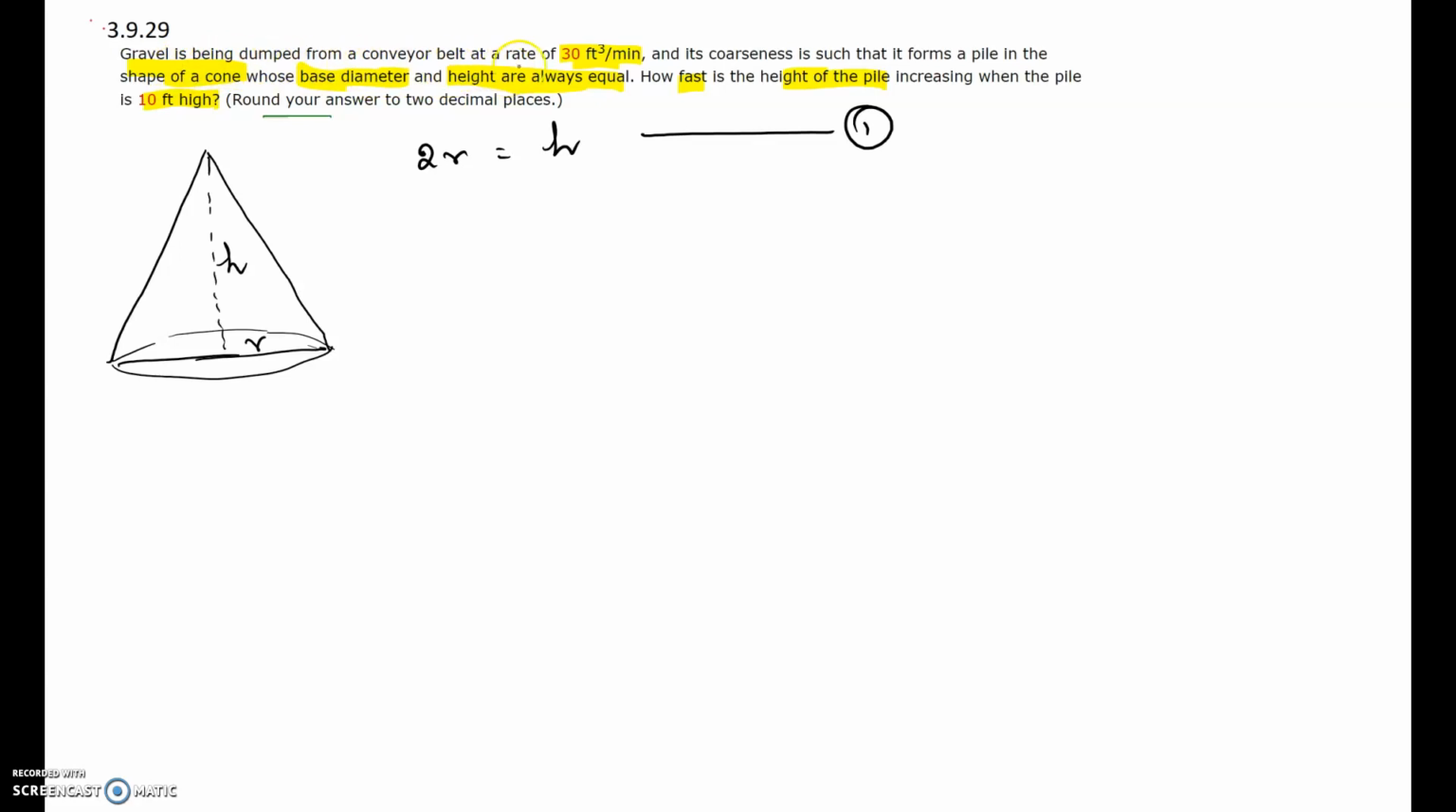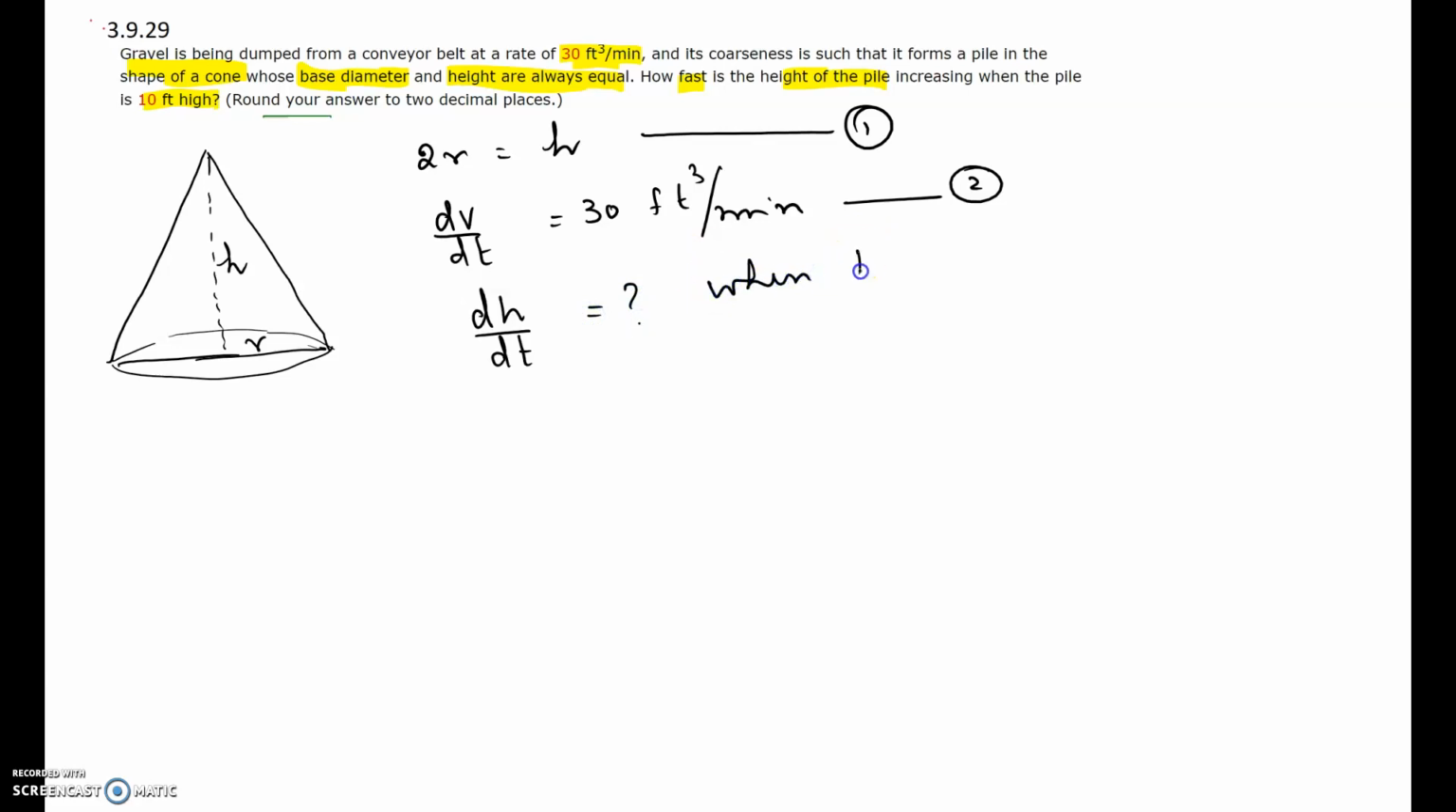And also it says gravel is being dumped from a conveyor belt at a rate of 30 feet cube per minute. Because of the fact that we have feet cube per minute, we are talking of volume here, the rate of change of volume. So dV by dt, which is the rate of change of volume, is given as 30 feet cube per minute. These two pieces of information are given to us. And then what is being asked? How fast is the height of the pile increasing? How fast or how slow determines the rate. So what is being asked is the rate of change of height when the pile is 10 feet high, when the height h equal to 10 feet.